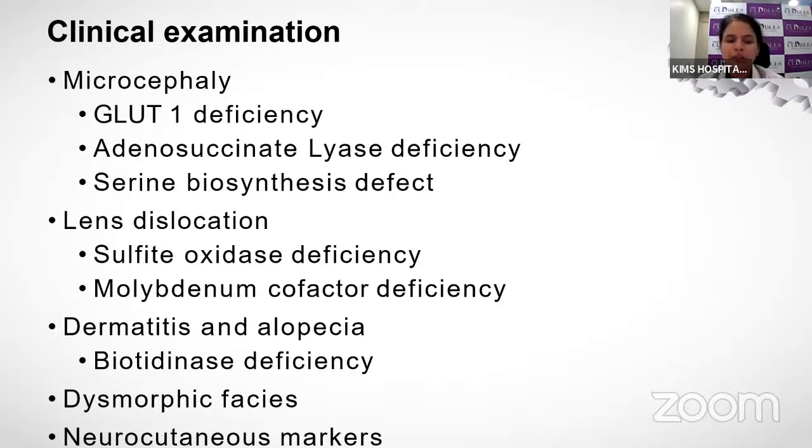The presence of skin and hair changes, dermatitis and alopecia, can be a clue for biotinidase or multiple carboxylase deficiency. We may see some characteristic dysmorphic facial features, which could throw a clue to an underlying metabolic issue. Like there could be a characteristic appearance in conditions like Zellweger syndrome, which could be a valuable clinical marker for the underlying etiology for neonatal seizures.